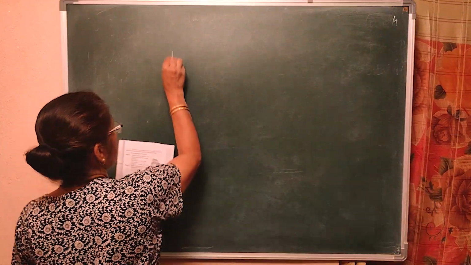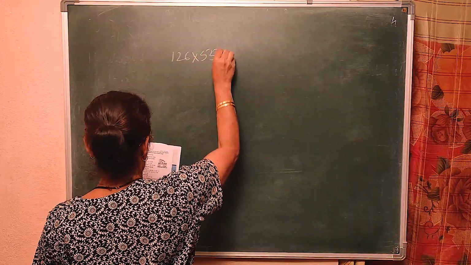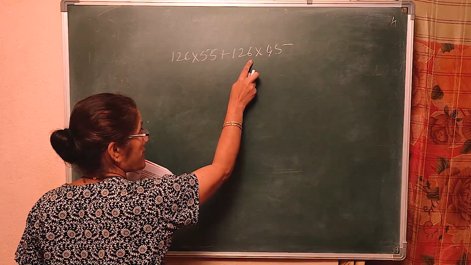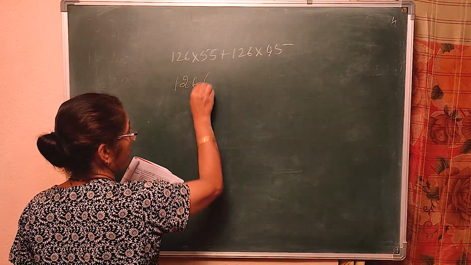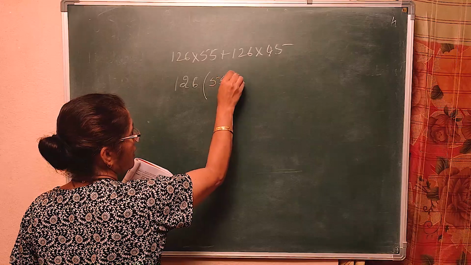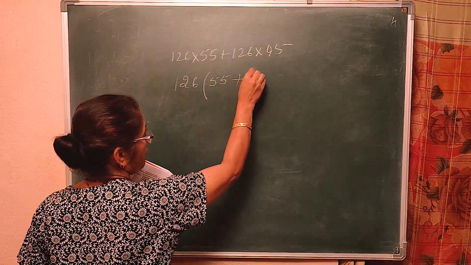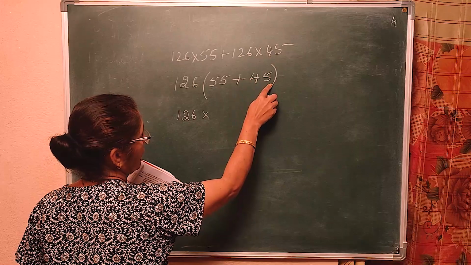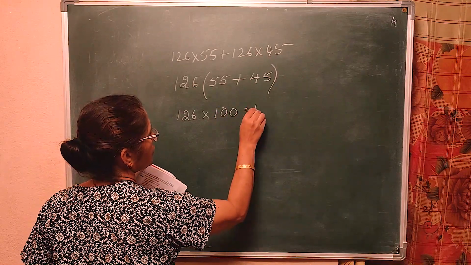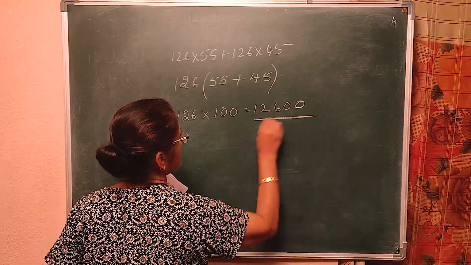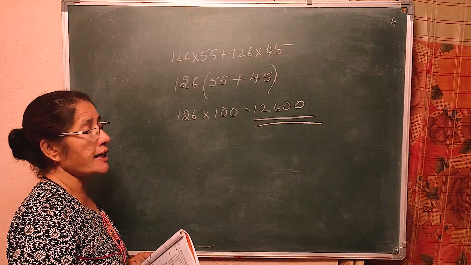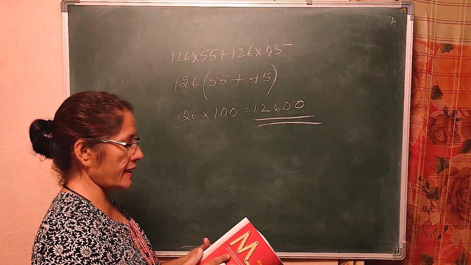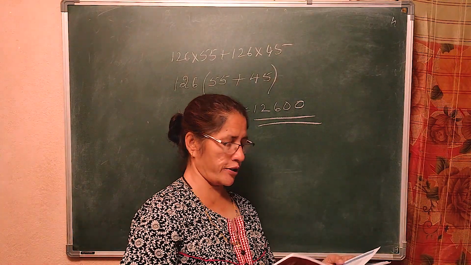What is that? 126 into 55 plus 126 into 45. Very easily you can do this. 126 is here as well as here. So you take out 126 into, here what remains? 55 plus 45. 126 is taken out. What remains? 45. So 126 into 55 plus 45. How much? 100, so the answer is 12600. See how complicated it was looking, and very easily you can find these answers. So you can see and do exercise 2.2.